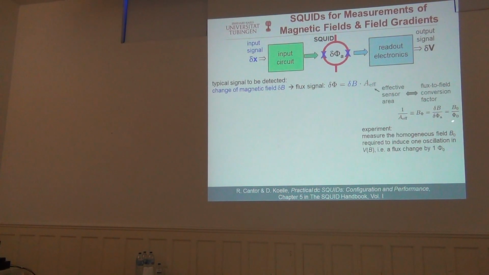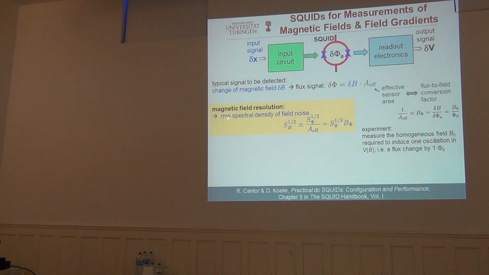And that's, by the way, also the way how you measure the effective field in experiment. You trace out your voltage versus field modulation, and you look how much field you need for inducing one period, and this tells you your flux to field conversion factor or the effective area. And this you need to know in order to translate from flux sensitivity to field sensitivity.